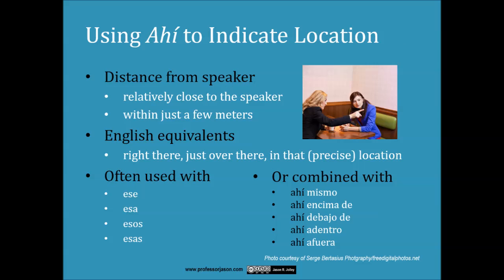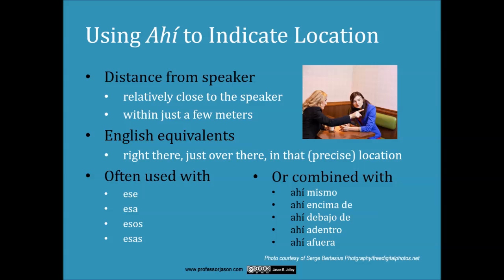All right, let's take a look at ahí. Remember, the H is silent, of course. Ahí. Using ahí to indicate distance, space, and location. So we're going to use ahí to indicate something that's relatively close to the speaker, as you can see from the photograph. She's pointing at something that's within just a few meters. So normally within your immediate context, in the same room, just a few meters away. Ahí. So the English equivalents are things like right there, right over there, or just over there. And in terms of specificity, you're being precise in terms of location. It's in that location. Está ahí.